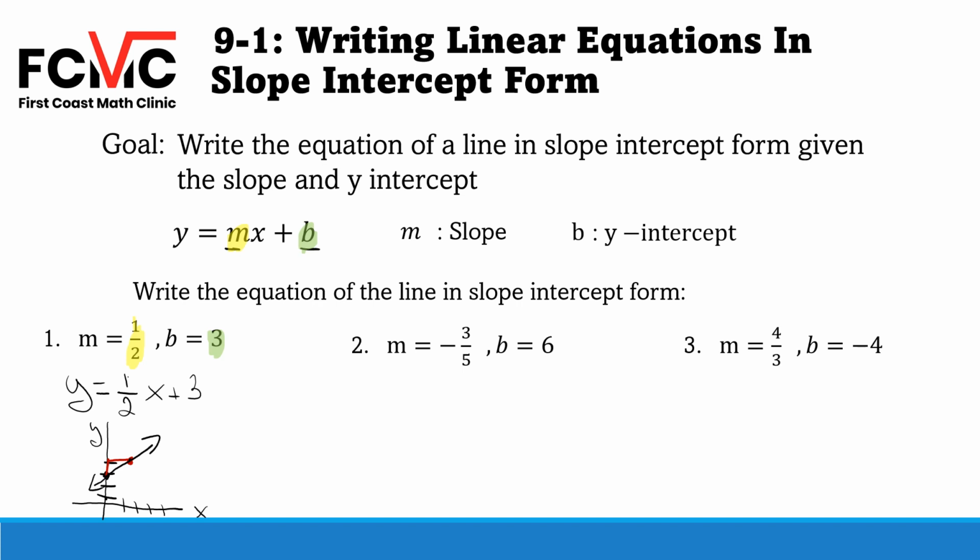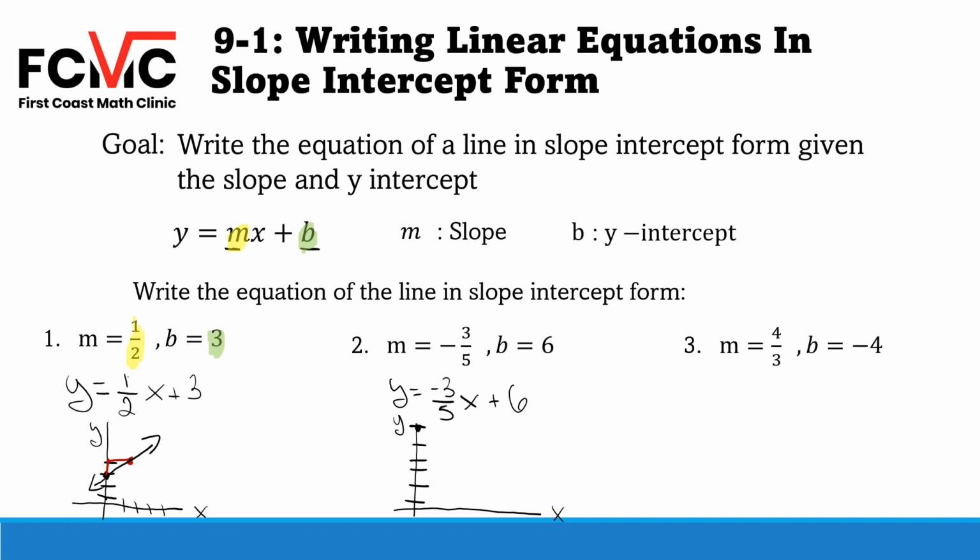For number 2, m equals -3/5, and b is 6. So we're going to substitute the -3/5 in for m, and then 6 in for b, so y equals -3/5 x plus 6. If we're going to graph this, I'm drawing my x and y axis. I'm just drawing in quadrant 1.